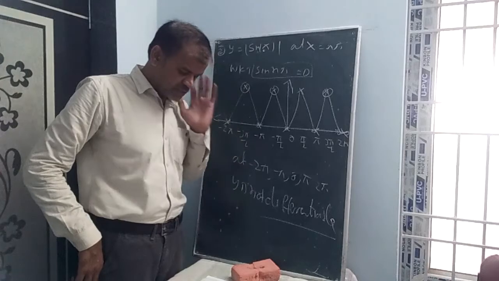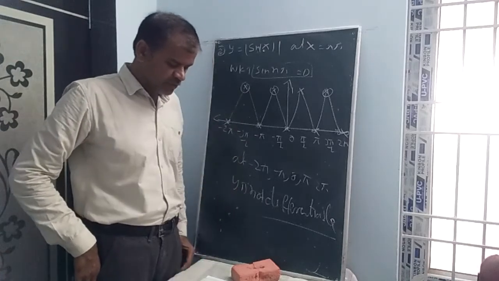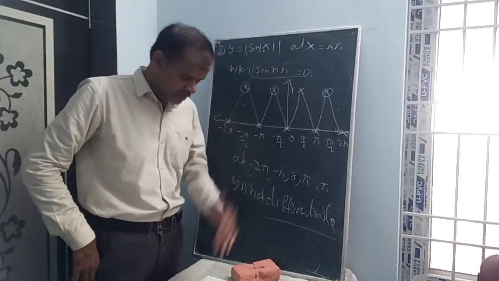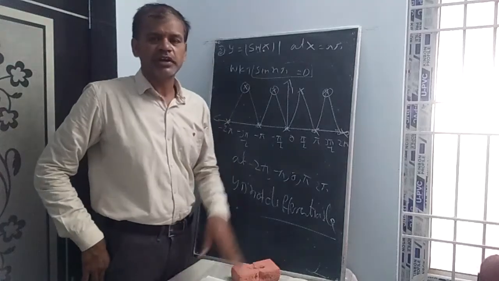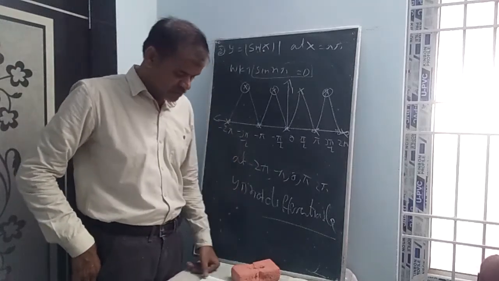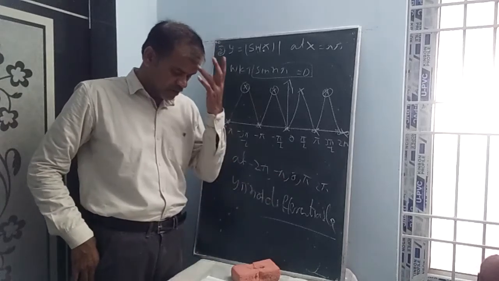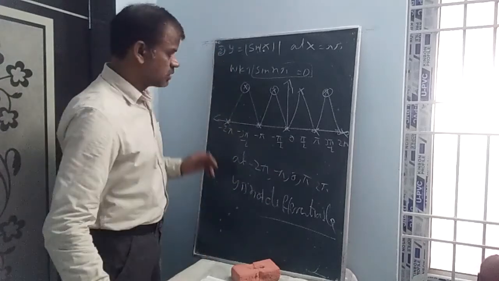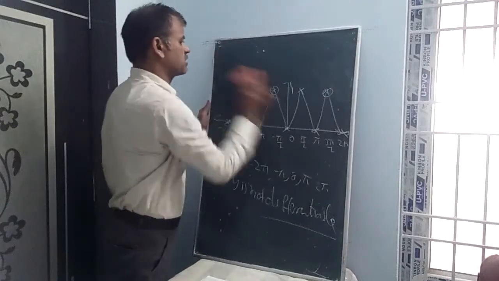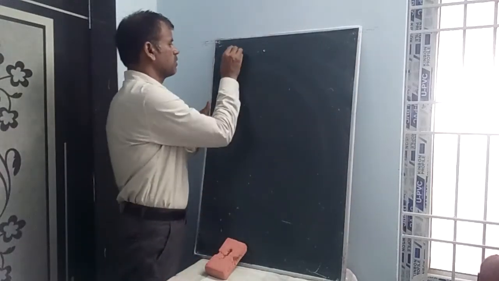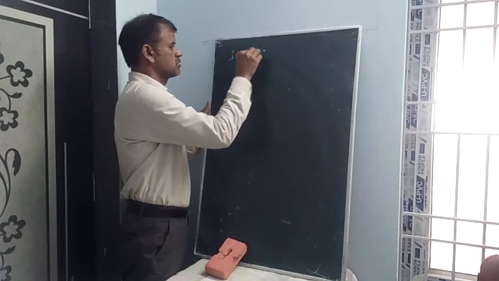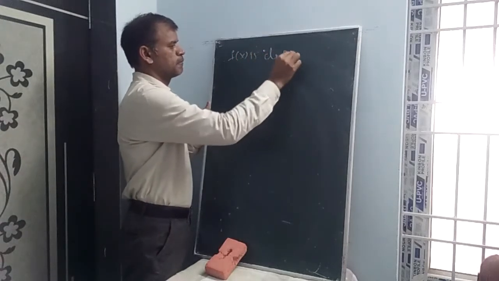A function f of x defined on an open interval a comma b is said to be differentiable on the open interval a comma b if it is differentiable at each point of a comma b. Of course, it is obviously true. A function f of x defined on a closed interval a comma b is differentiable on the closed interval a comma b means f of x is differentiable on the closed interval a comma b.